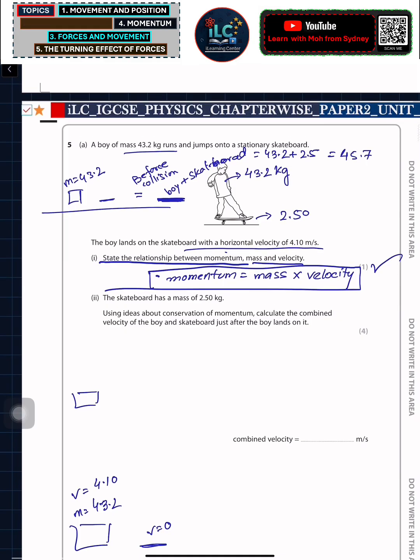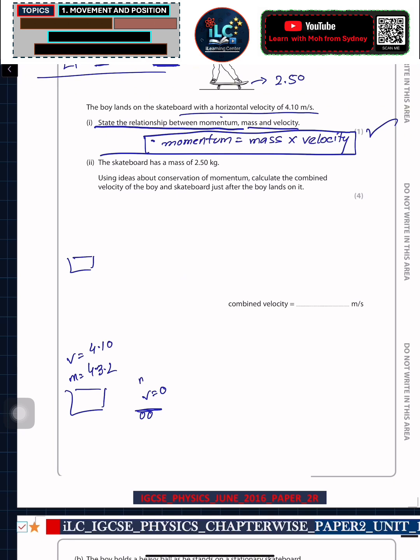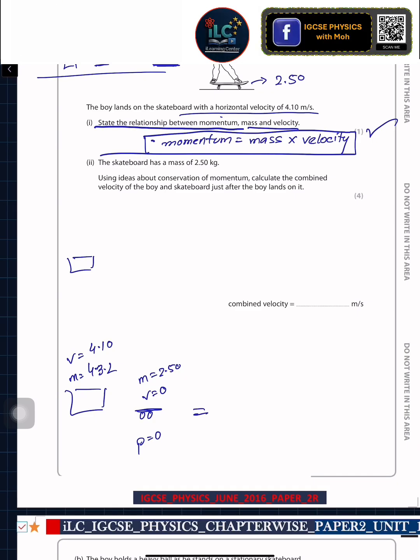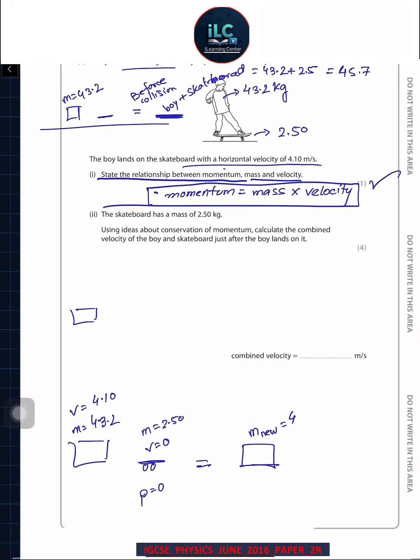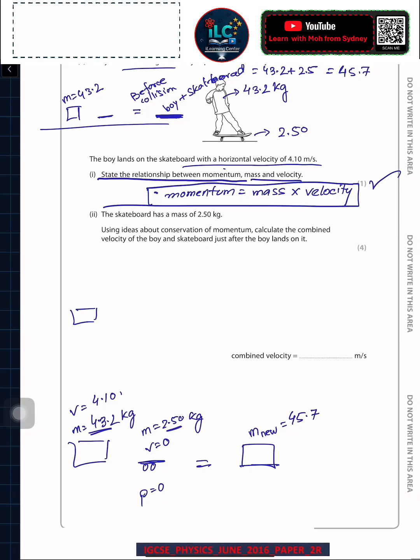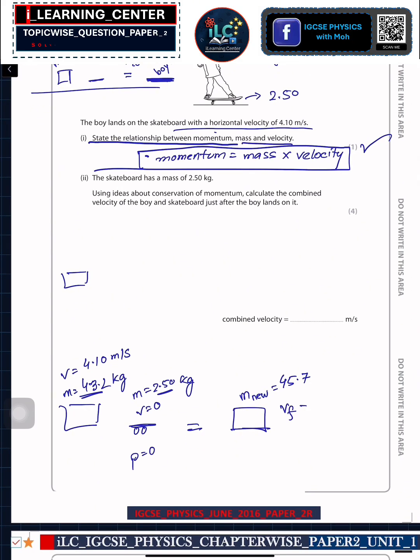Okay, and the skateboard here has a mass of 2.50 kg, but because its velocity is 0, its momentum is 0 as well. After collision, what happens? They join together and they move. So we already know that the new mass is 45.7 kilograms, which is the combined mass of both of them, and we are trying to find the new VF, which is unknown.